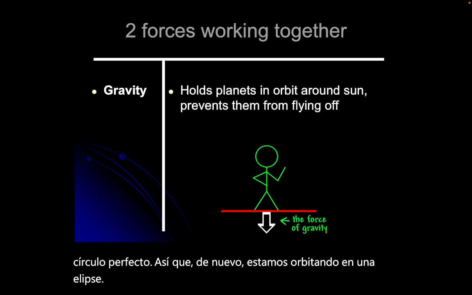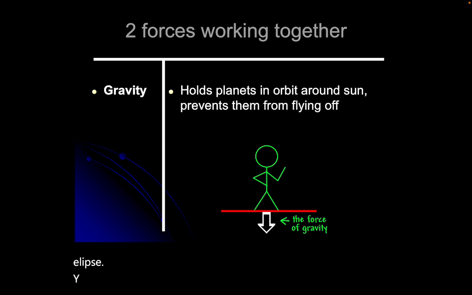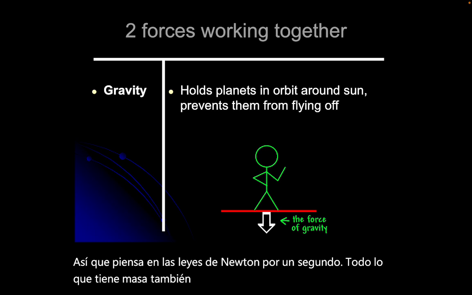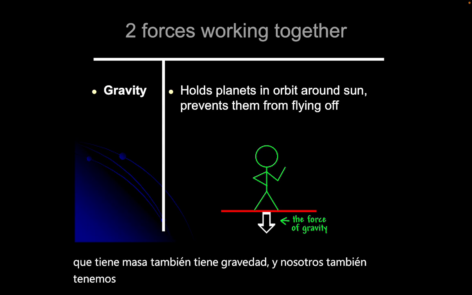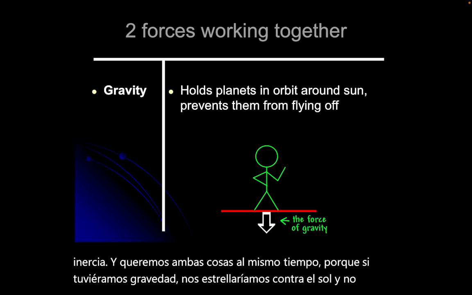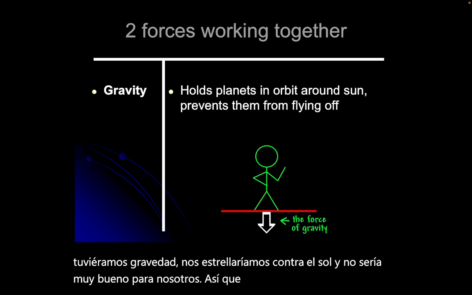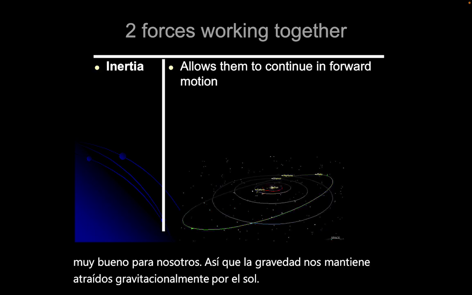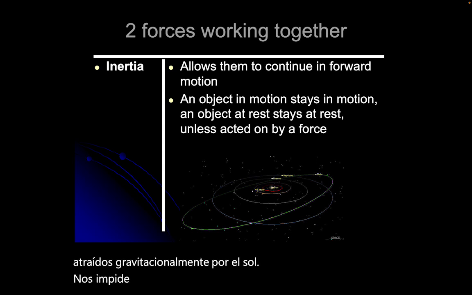And there are two forces that help us balance out in space. Think back to Newton's laws for a second. Everything that has mass also has gravity, and we also have inertia. We want both of those things at the same time, because if we just had gravity, we would crash into the sun, and it would not be very good for us. So gravity keeps us gravitationally attracted to the sun and prevents us from flying off into space, and inertia allows us to not crash into the sun.